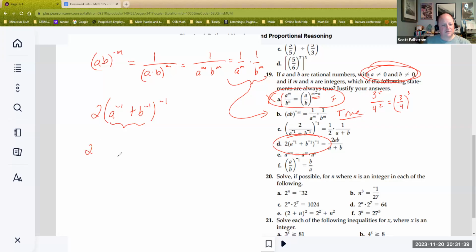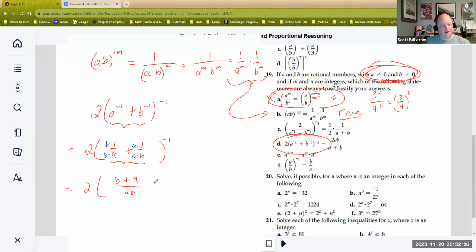So this would be 2 times 1 over A plus 1 over B. And I know the whole thing's being raised to the -1 power, but let's get a common denominator and see what happens here. Okay, so this becomes 2 times B plus A over AB. If I'm going too fast for you, just pause so that you can get down to where I am.